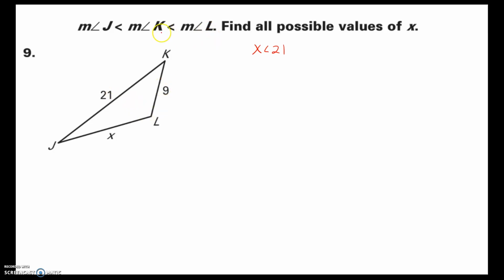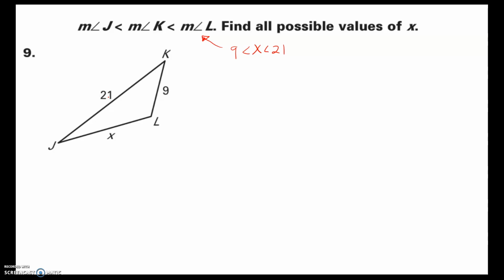And then I know that K is my middle guy, and I know angle J is my smallest, so across from that, that means 9 has to be my smallest. So this is because of that right there. The side length that it could possibly be, it has to be greater than 9, so it's bigger than this guy, but less than 21.